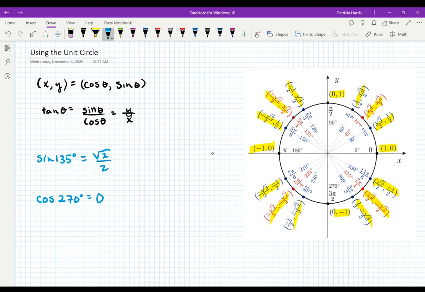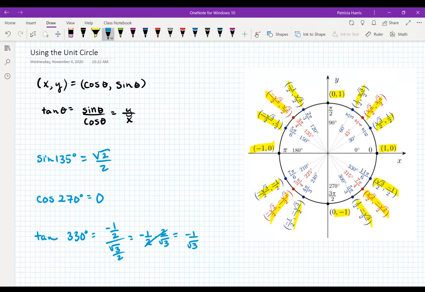All right, let's try a tangent. So let's say you're asked to find tangent of 330 degrees. So you would find 330 degrees on your unit circle. You would put the y value over the x value. You would invert and multiply. And you get negative 1 over radical 3.